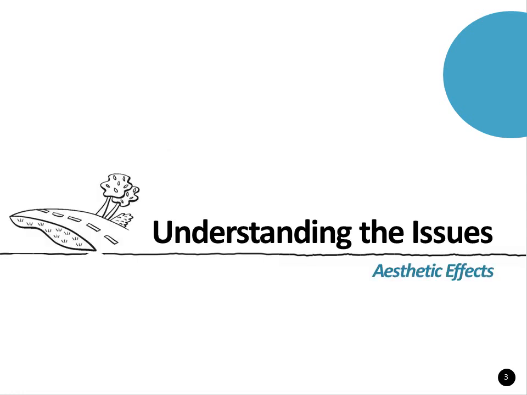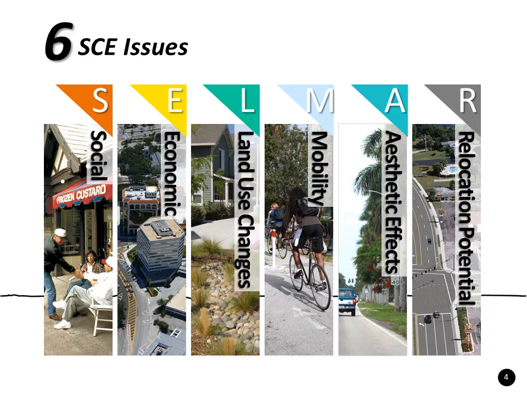Let's get started. 6 overarching issues create the framework for sociocultural effects evaluation. Aesthetic effects is one of the 6 issues. SCE evaluation considers a community's aesthetic appreciation of their environment, including human-constructed, human-influenced, and natural environments.